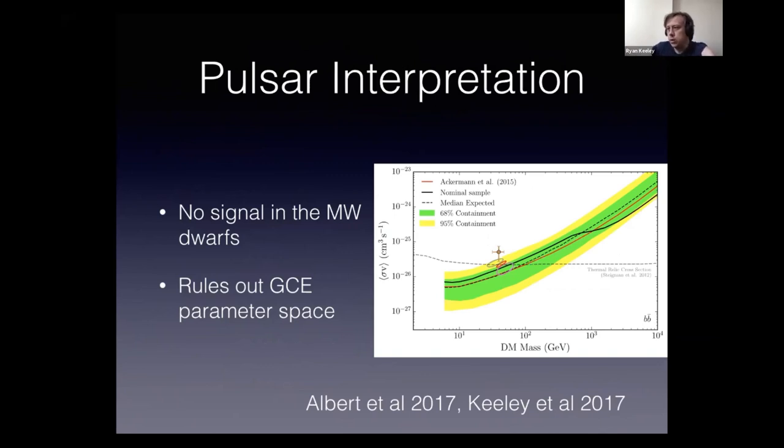When we look at the Milky Way dwarfs, we would expect to see a gamma ray signal if the GCE is coming from annihilating dark matter, but we would not expect to see one if the GCE is coming from pulsars. When we actually look at the various Milky Way dwarfs with the Fermi gamma ray telescope, we don't see any gamma ray flux above the background, and thus we can derive limits on dark matter annihilation from these dwarfs. Interestingly, the limits on the dark matter cross-section rule out the parameter space that's preferred by the galactic center.